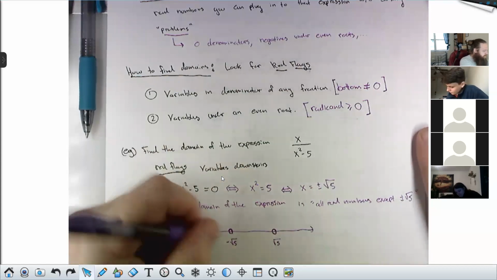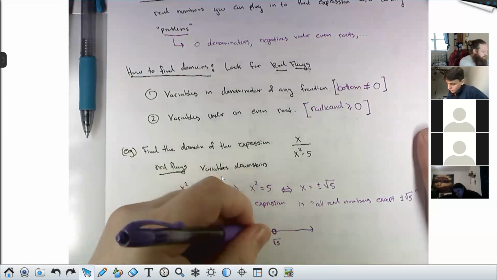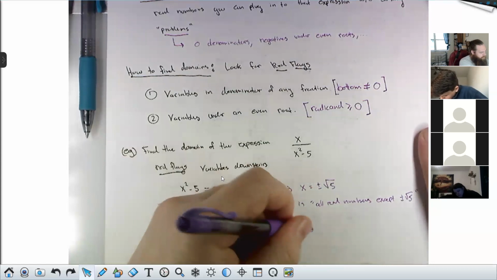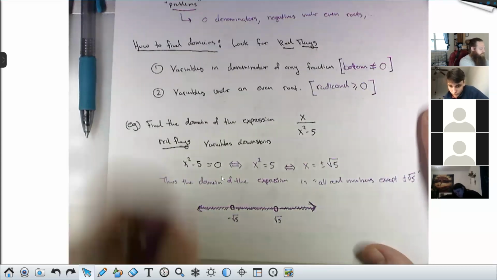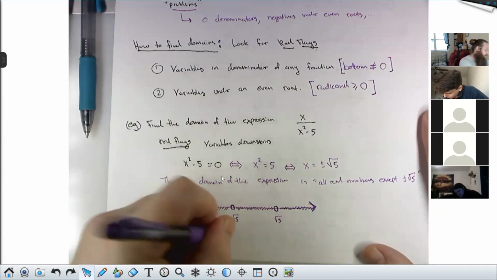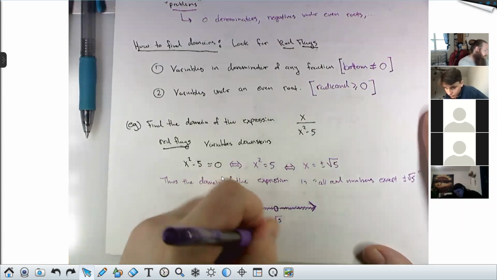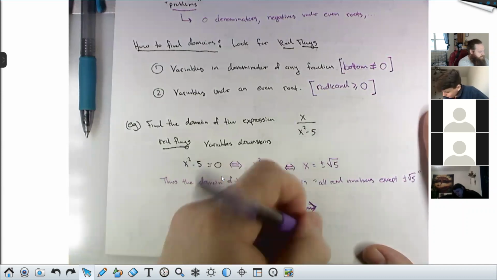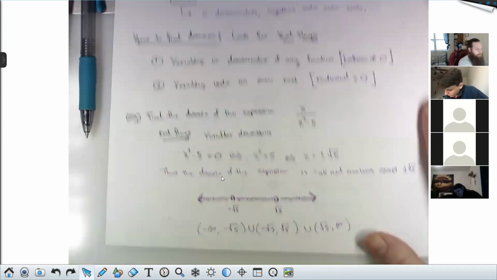But everything else is. So everything to the left of this guy is good. Everything in between them is good. And everything to the right of this guy is good. So that would be negative infinity to negative square root 5, unioned with negative square root 5 to positive square root 5, unioned with positive square root 5 to infinity.